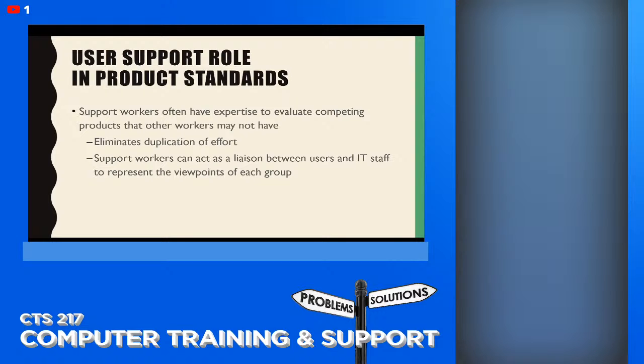So you're saving time, you're saving money. You have an understanding of what you're going to be supporting. And you can communicate the needs of the users, because you're in the trenches, you're there with them. You can incorporate them into the product standards that you're developing. That makes life a whole lot easier on both your users and yourself.